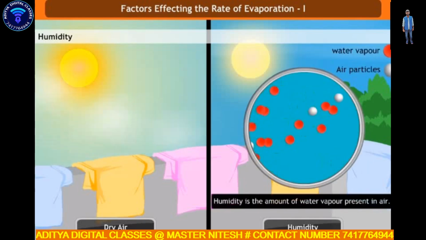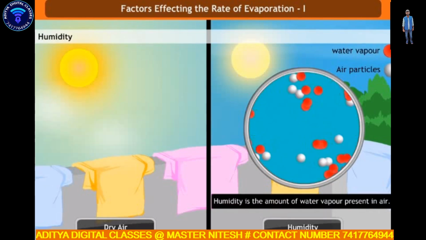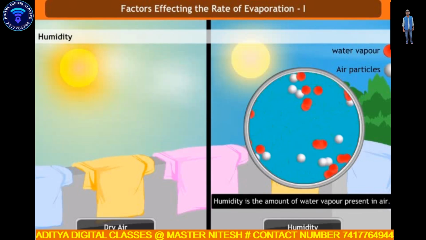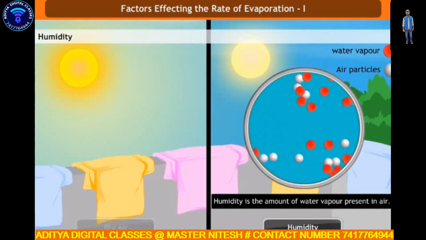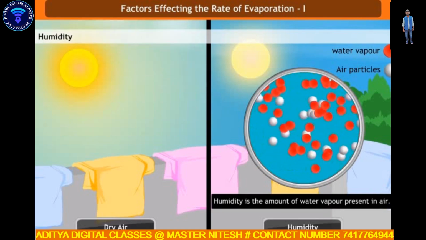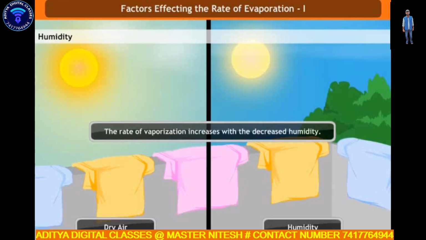Humidity. Humidity is the amount of water vapors present in the air. Air can hold only a certain amount of water vapors at a particular temperature. Therefore, if the humidity is high, there is no space for more vapors. Here you can see that wet clothes dry faster on a sunny day than in humid air, hence the rate of evaporation decreases. The rate of vaporization increases with decreased humidity.